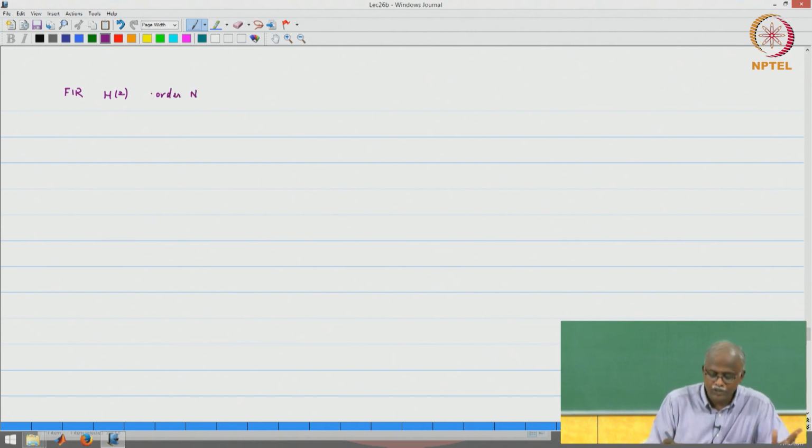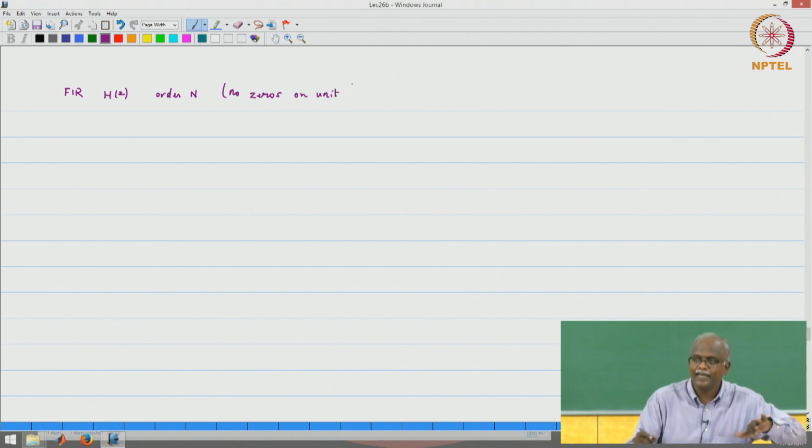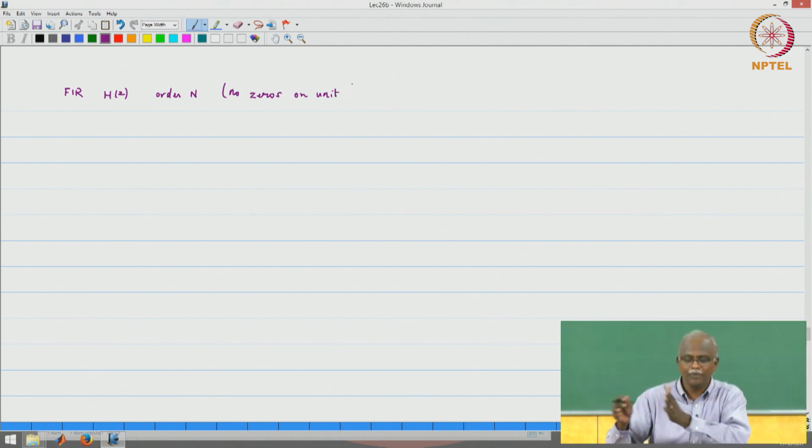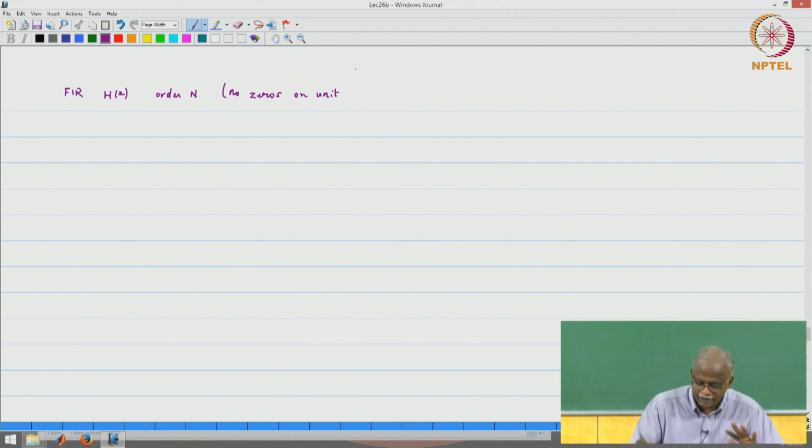Now some of the zeros are inside the unit circle, some of the zeros are outside the unit circle, and no zeros on the unit circle. This is the assumption that we are making. No zeros on the unit circle. Now this is an aside, maybe you want to write this on a new sheet of paper so that you can continue the earlier discussion subsequently. But for now this is a useful observation on the no zeros on the unit circle.